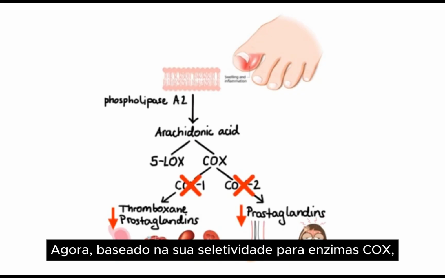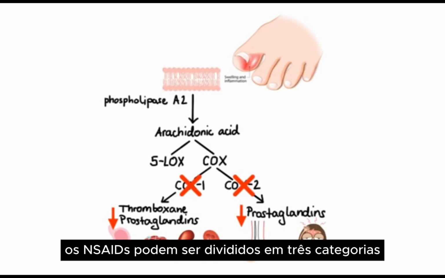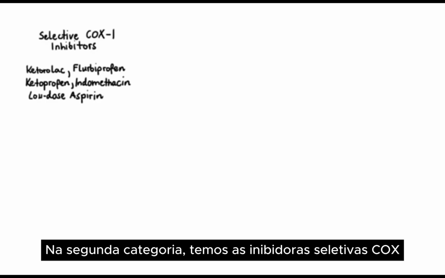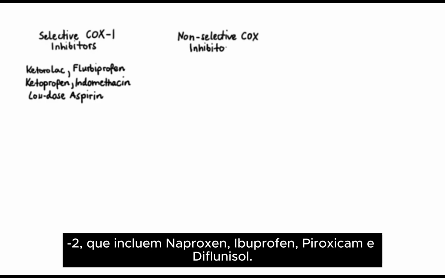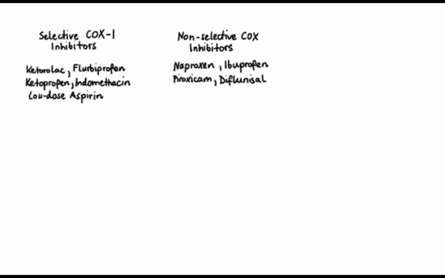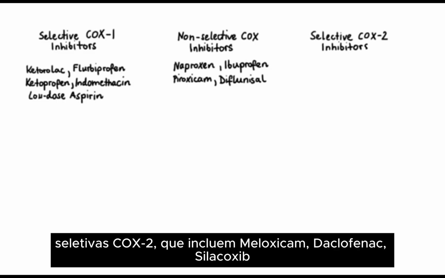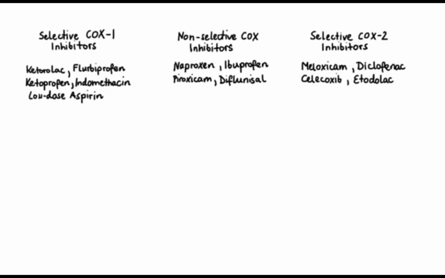Now, based on their selectivity for COX enzymes, NSAIDs can be divided into three broad categories. First, selective COX-1 inhibitors, which include ketorolac, flurbiprofen, ketoprofen, indomethacin, and low-dose aspirin. In the second category, we have relatively non-selective COX inhibitors, which include naproxen, ibuprofen, piroxicam, and diflunisal. And finally, in the third category, we have selective COX-2 inhibitors, which include meloxicam, diclofenac, celecoxib, and etodolac.